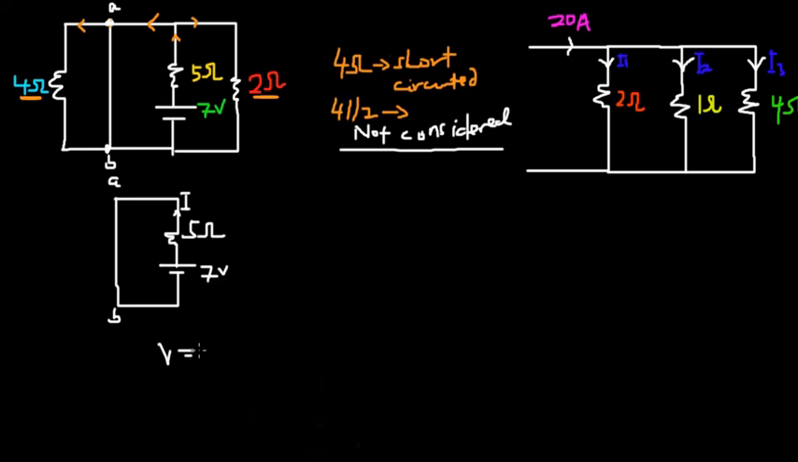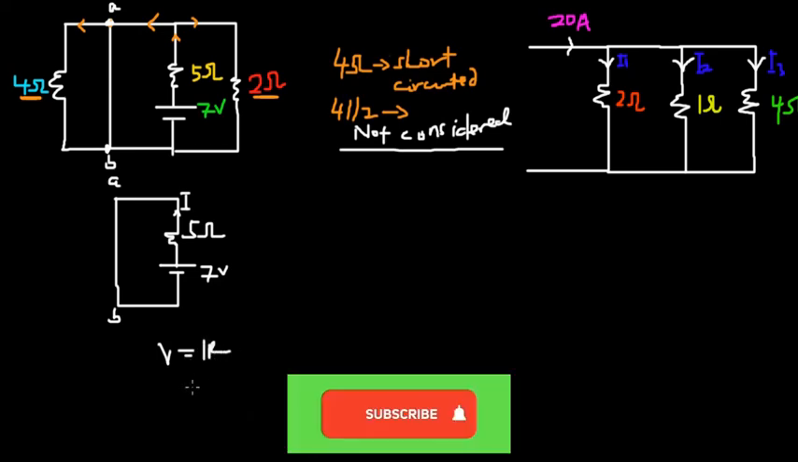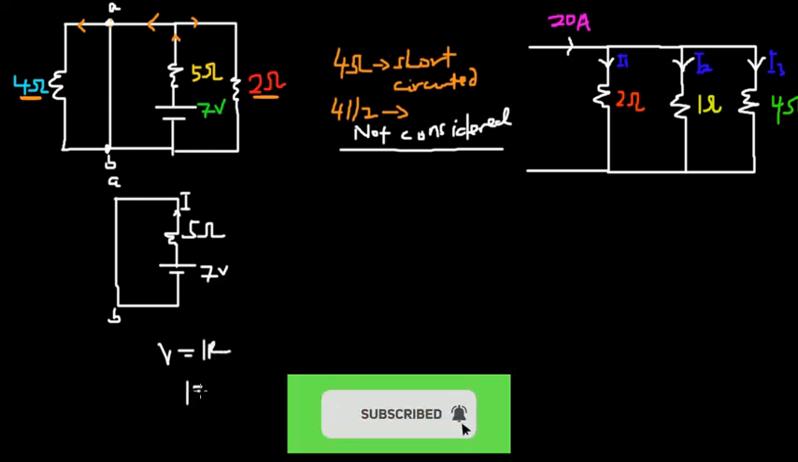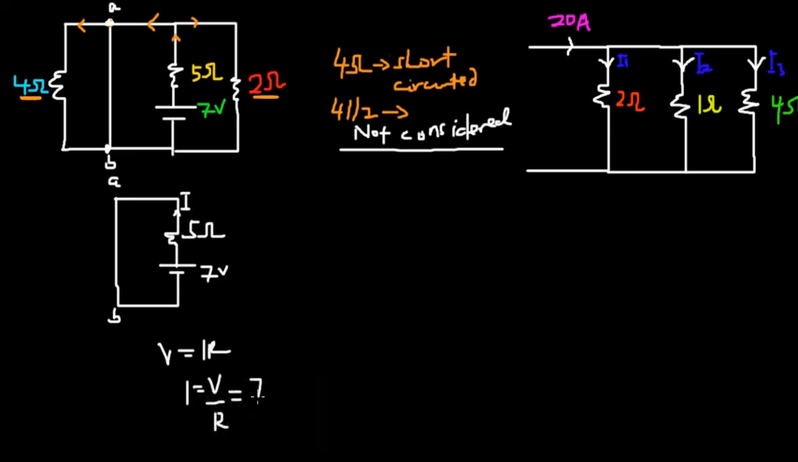You know that V equals IR. So let's find I. We have V on R, we have 7 on 5. This will be the same as 1.4 amps.